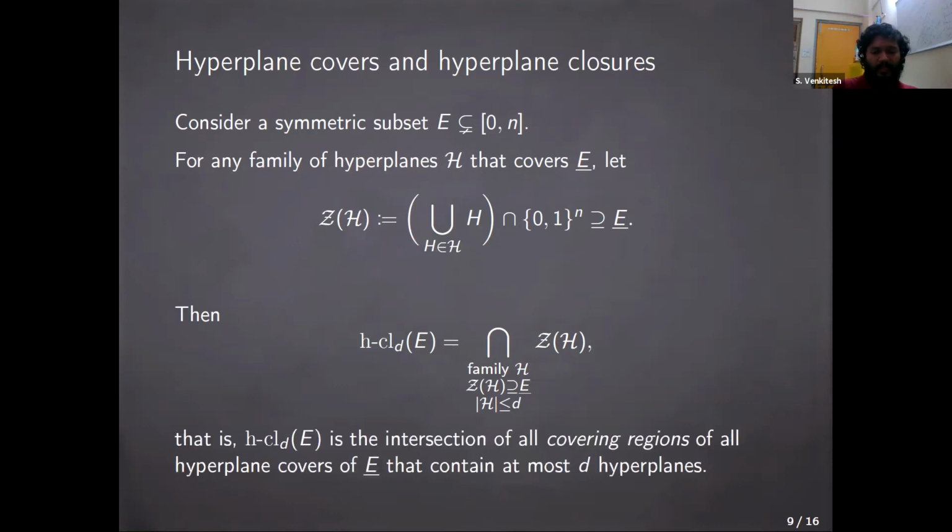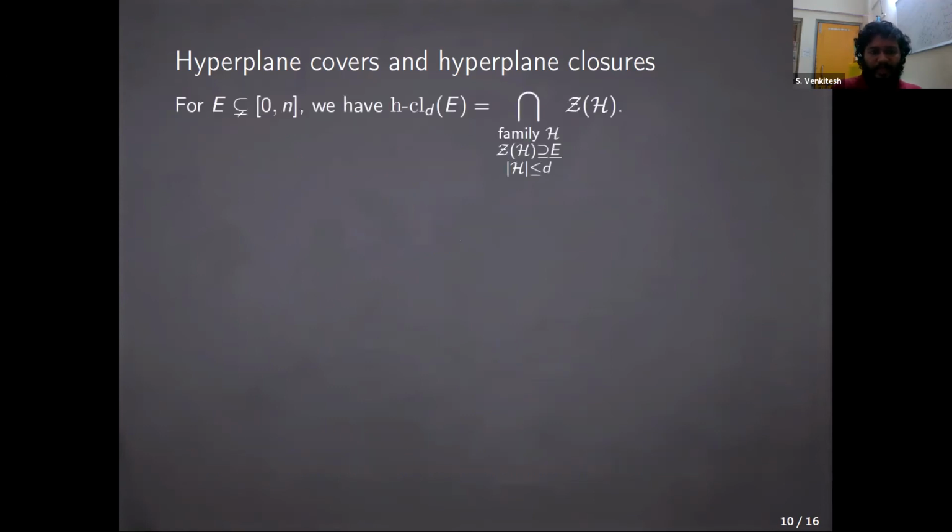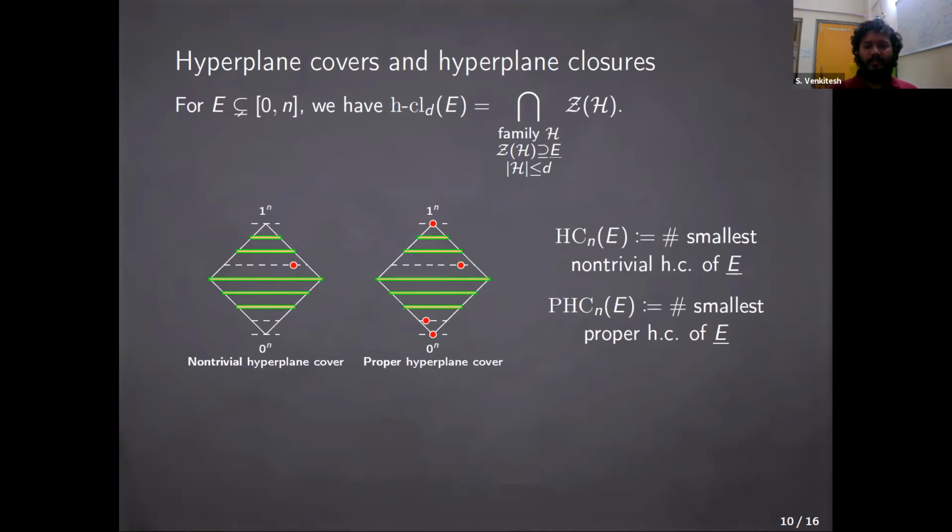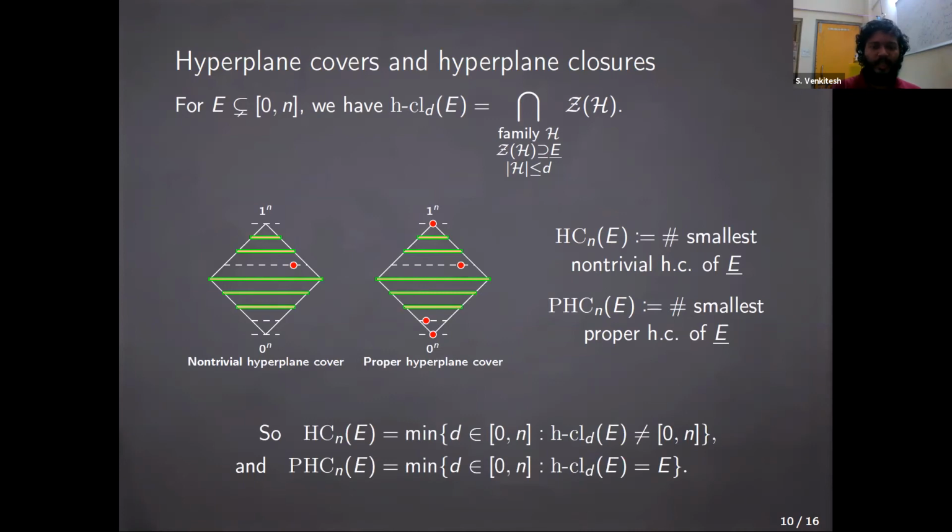That's another way of looking at it. And yeah, that's it. So what do we have? This is the description for the hyperplane closure, and this is just a recall of the definitions. In terms of the hyperplane closure, we already have a characterization for the quantities that we require.